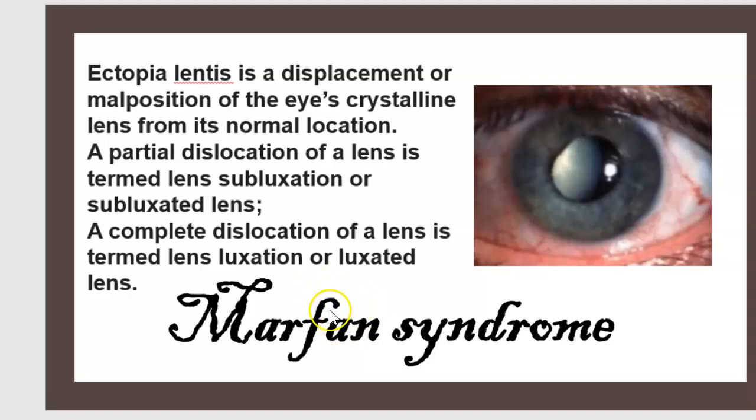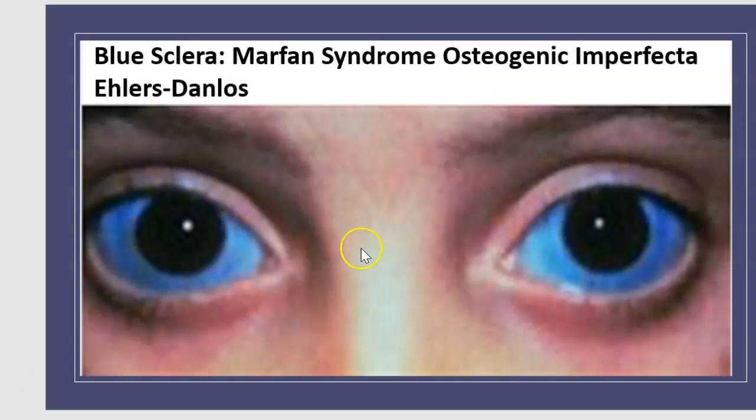An important characteristic of Marfan syndrome is ectopia lentis, which is a displacement or malposition of the crystalline lens from its normal location. A partial dislocation of the lens is termed lens subluxation or subluxed lens, but a complete dislocation of a lens is termed luxation or luxated lens. Blue sclera is a symptom that is common for Marfan syndrome, osteogenesis imperfecta, and Ehlers-Danlos.